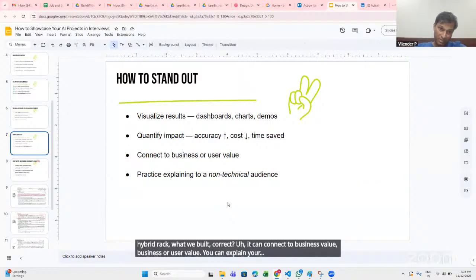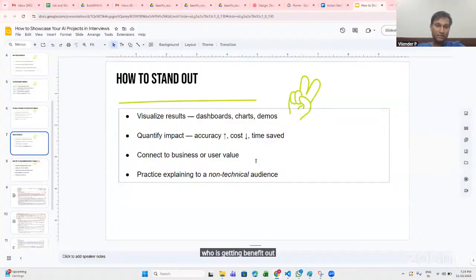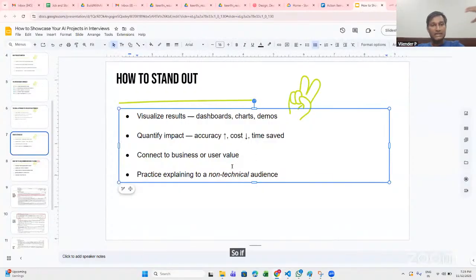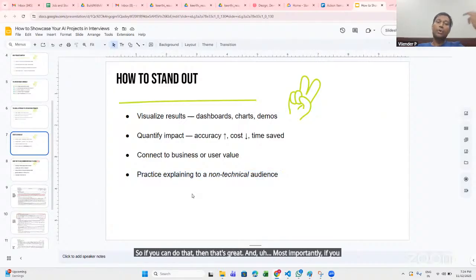You can connect it to business value, or user value. Can you explain that to me? How does this translate into business value? Who is getting benefit out of this and how are they getting benefit? If you can do that, then that's great. And most importantly, if you want to stand out, try to explain to a non-technical audience, right?